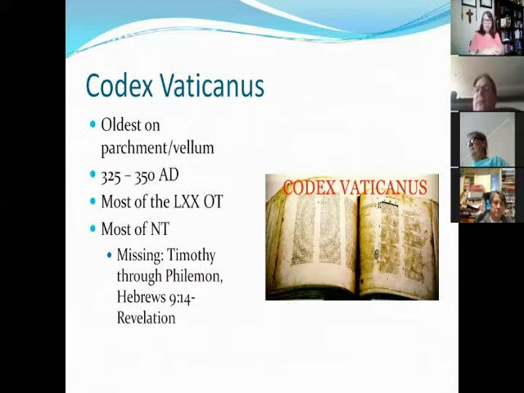This is from 325 to 350 AD. And it has most of the Septuagint, or the 70 version of the Old Testament, the LXX, and most of the New Testament, but Timothy through Philemon is missing, and then Hebrews 9:14 to Revelation is missing. And it's not that it wasn't there. They can tell by the condition those pages are out of the book. They've torn, broken, however they came apart.